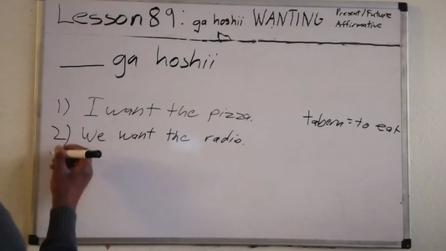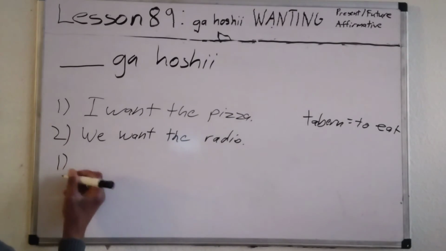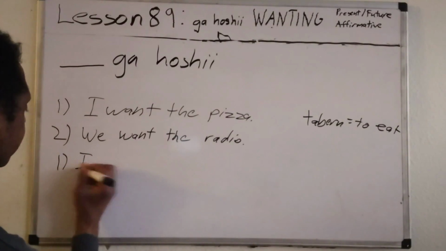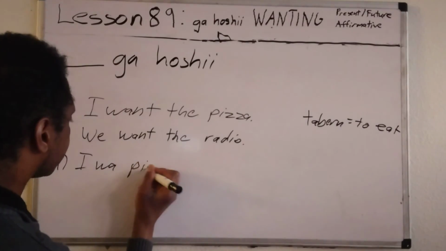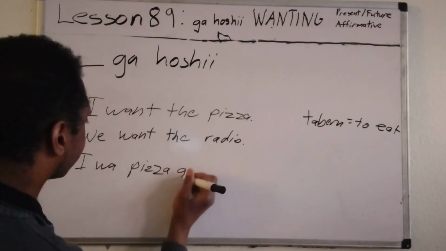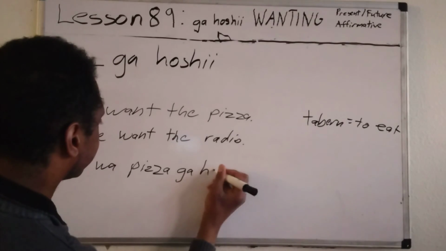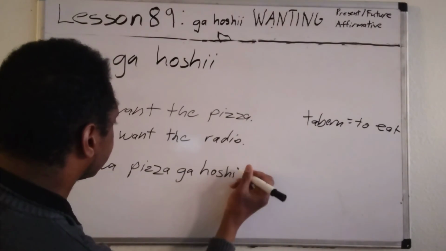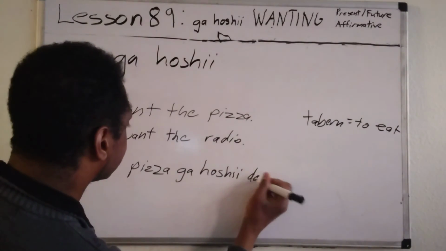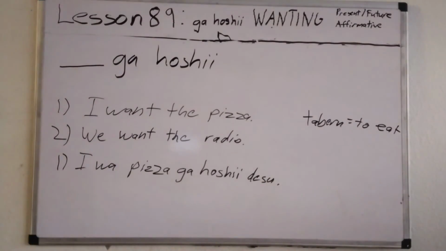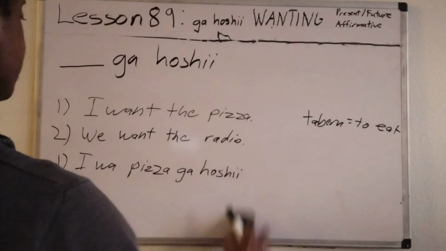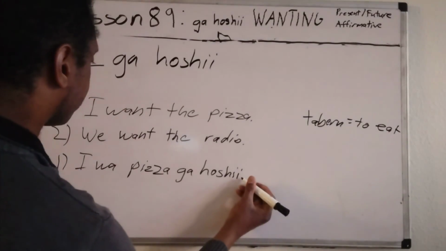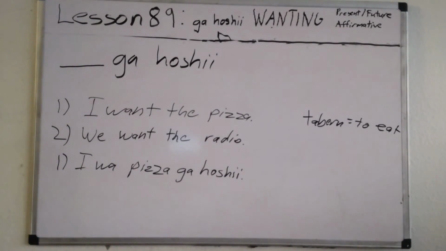Okay, ready? Let's go over it. One, I wa pizza ga hoshii des. Okay, I want the pizza. I wa pizza ga hoshii des. Or if you're on a casual basis with someone, I wa pizza ga hoshii.